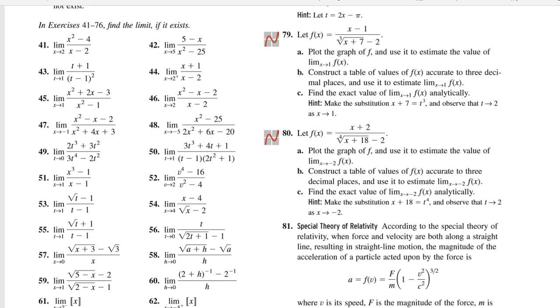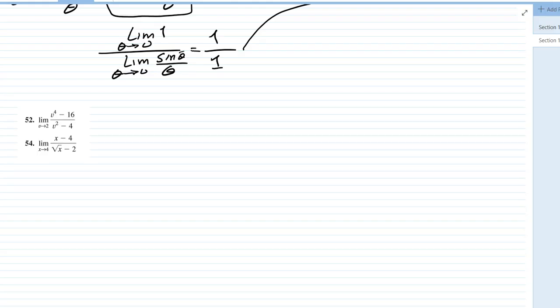So let's begin with number 52. So let's take a look at number 52 here. In number 52, we want to find the limit. So I'm going to write that as limit of. Now if you directly substitute a 2 for v in number 52, in the numerator and denominator, you're going to get 0 in both, right? So we have 0 over 0. Indeterminate form, that means we've got to work it through.